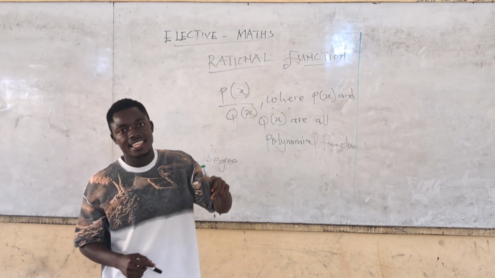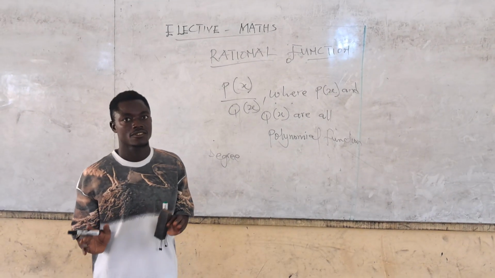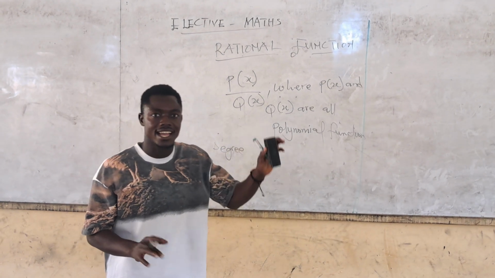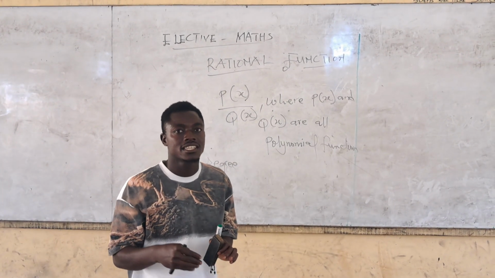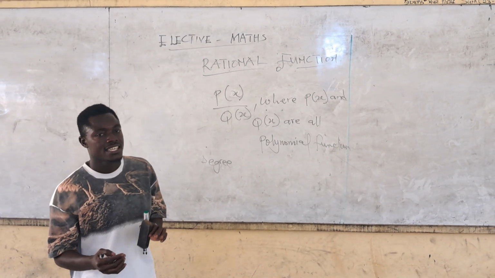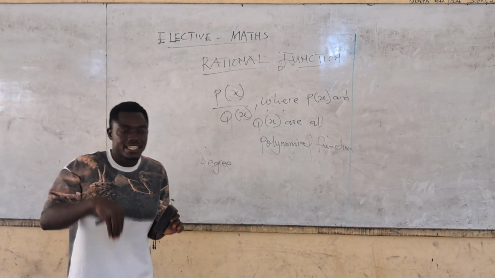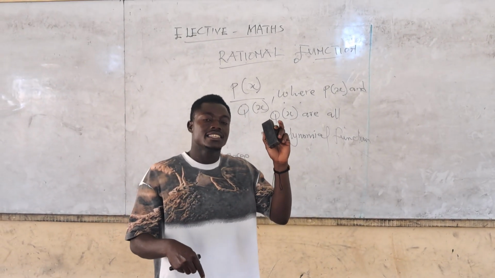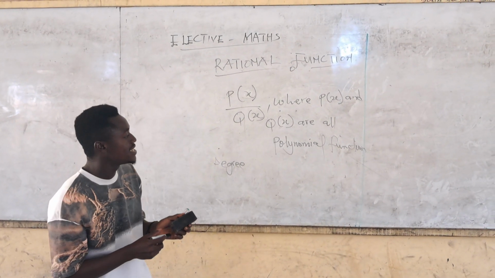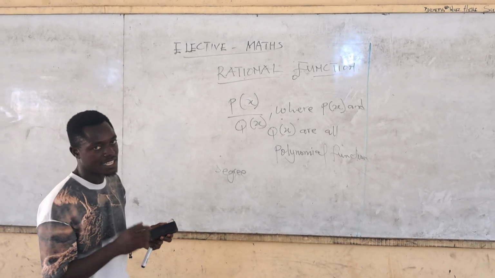Whenever the degree of the numerator is greater than the degree of the denominator, it's called an improper fraction. Vice versa, whenever the degree of the denominator is greater than the degree of the numerator, then it's called a proper fraction. It may sound very weird to your ears, but let me break it down mathematically.